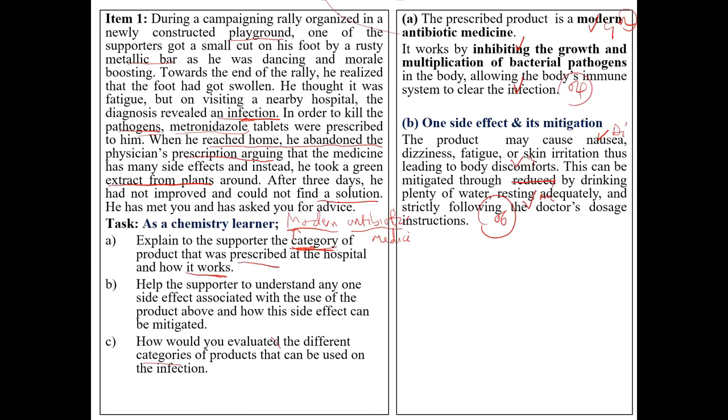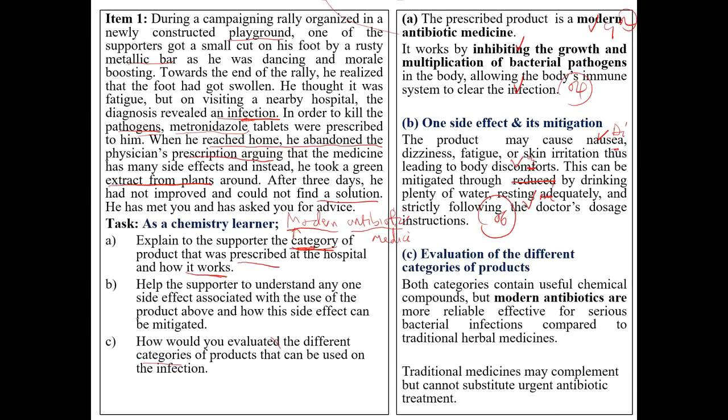But when you get all the 6, you have given this danger, you have explained it very well, and you mitigate it. Then let's look at part C, evaluation. In evaluation, we said look at the similarity and the difference. So both categories, which categories are we talking about? We have the modern and the traditional medicine. And these are all the antibiotics. So both contain useful chemicals. They all have the useful chemicals, that is the similarity.